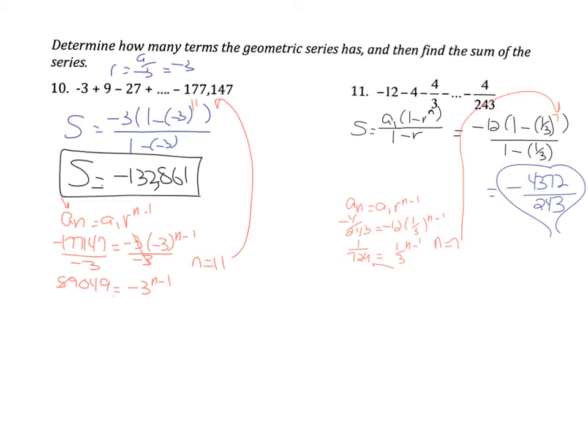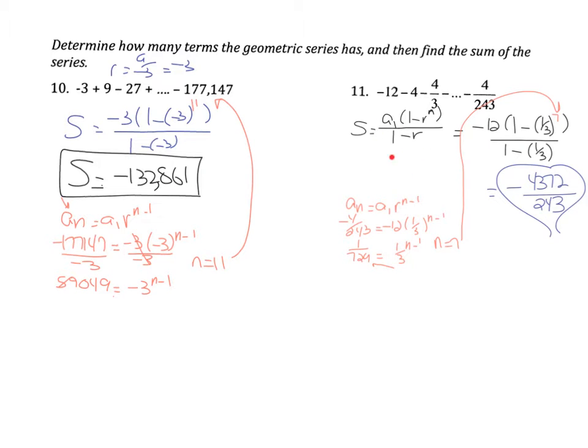Now to figure out what N is, I'm going to take my calculator and keep punching in 3 to 8, 3 to 9. And so I figure out what power 3 is to get to 59,049. Ends up it was a 10th power. Notice I used 11 because to get my exponent to be 10, it's n minus 1. So 11 minus 1 is 10.